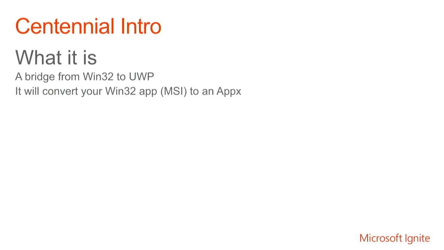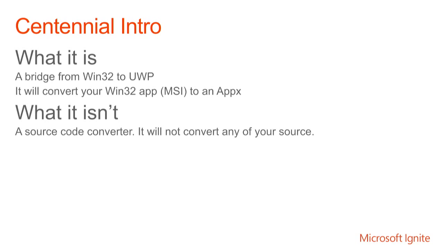So to start with, what is Centennial? Well, it is a bridge from Win32 to UWP. It will convert your MSI install file into an Apex install file. It won't touch your source code. It's not going to do any source code conversion. So that's up to you to gradually bring across.